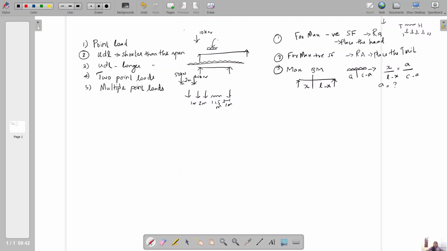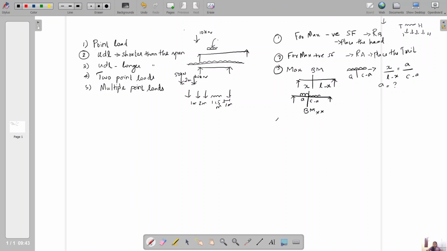You then mark the section and place the loading as A and C minus A and find the bending moment under the section XX. So this is one of the criteria. This is all about UDL shorter than the span.